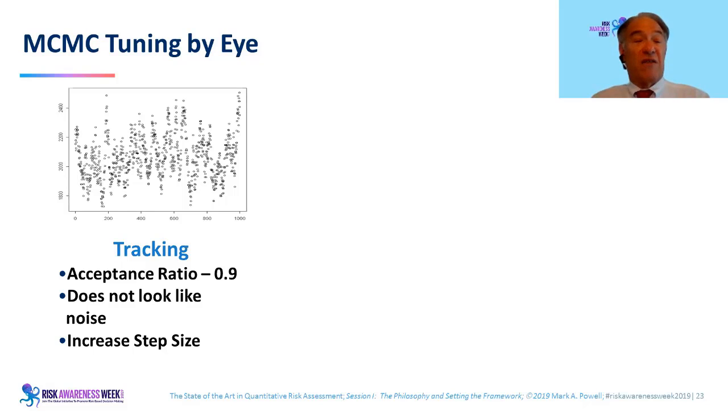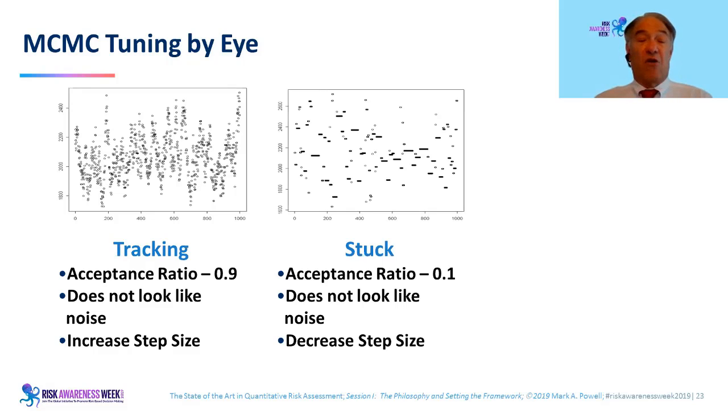Let's say we got a chart like this, and our acceptance ratio was 0.9. As you can see, the samples are tracking up and down, up and down. It doesn't really look like noise, so we increase our step size to address this. Let's say we increased it a whole lot, and we get an acceptance ratio of 0.1. Clearly this doesn't look like noise, and you can see that samples get stuck at a single point. From sample to sample, you can have the exact same point. In this case, you can see a lot of straight lines, which indicate a lot of getting stuck.